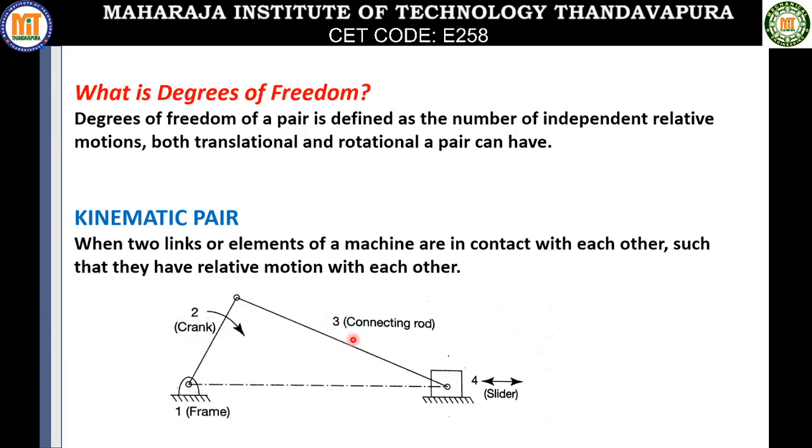Likewise, link 2 and link 3 are in contact and they are called kinematic pairs. And likewise, 3 and 4 have relative motion and they are continuously in contact. They form a kinematic pair, 3 and 4. And likewise, 4 and 1 form a kinematic pair.